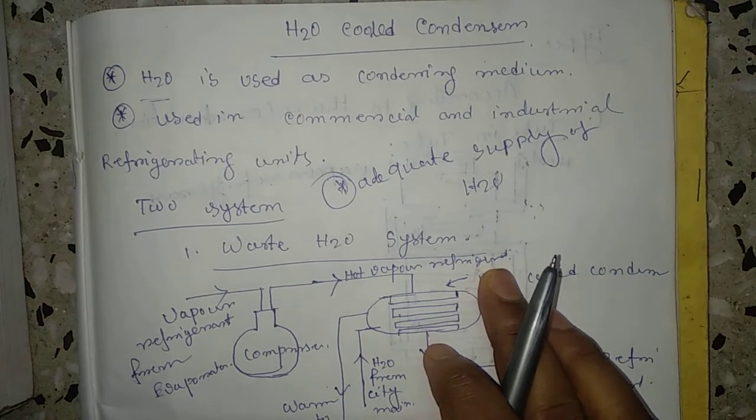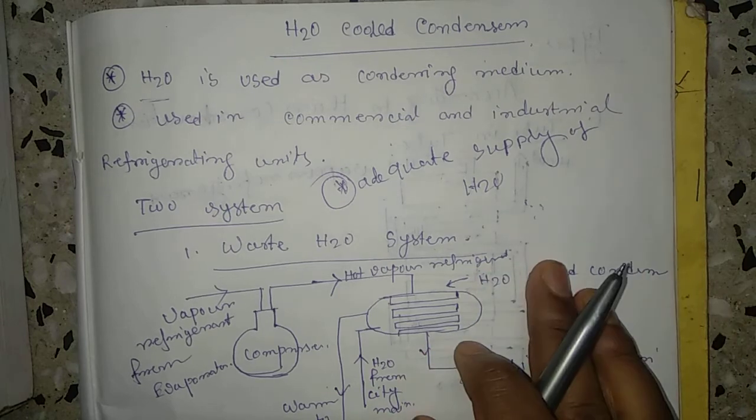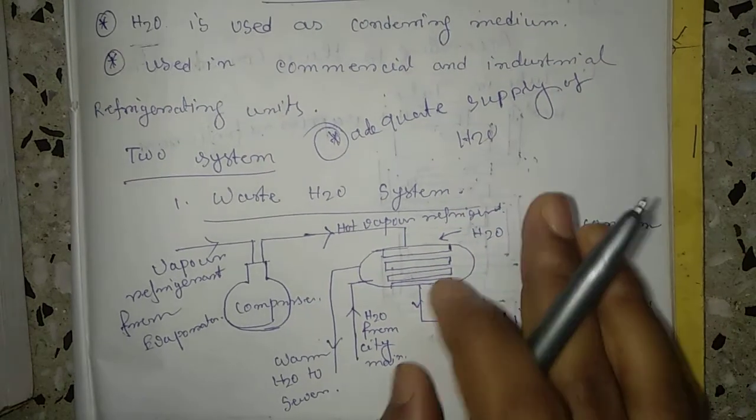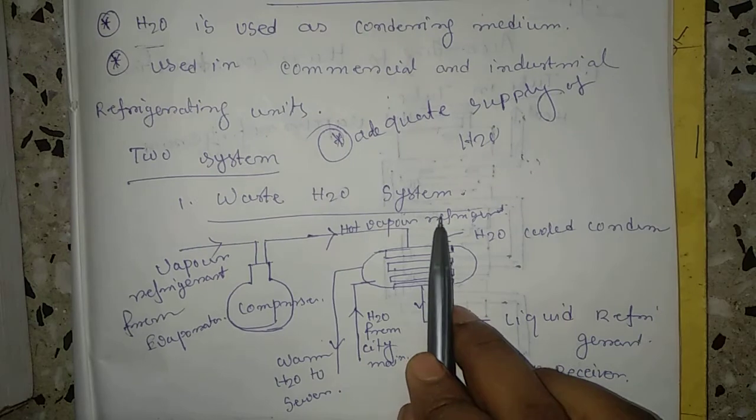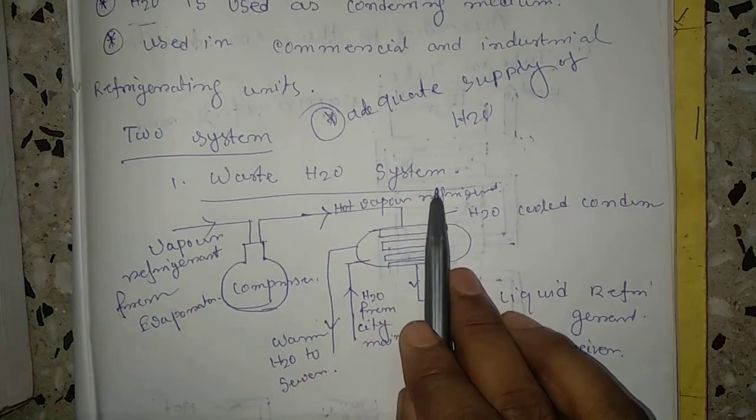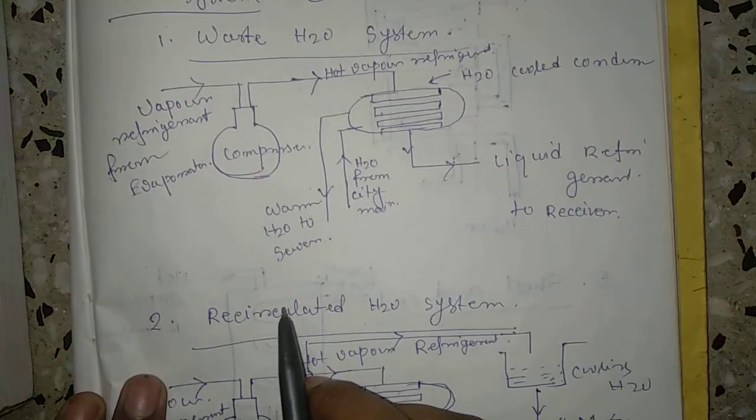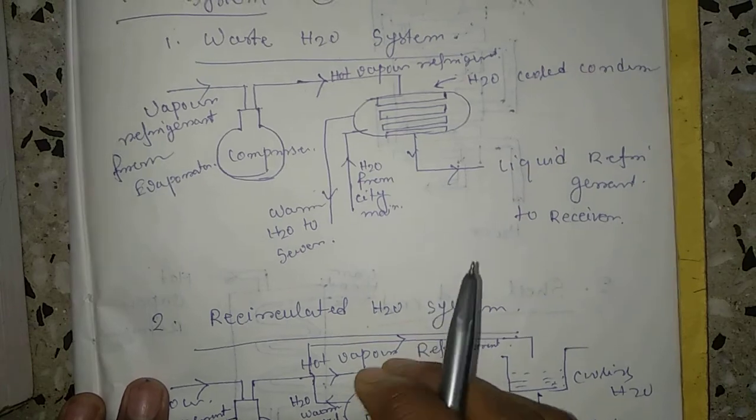Now the water-cooled condenser may use two water systems. One system is the wastewater system, as the name suggests. Another one is the recirculated water system.